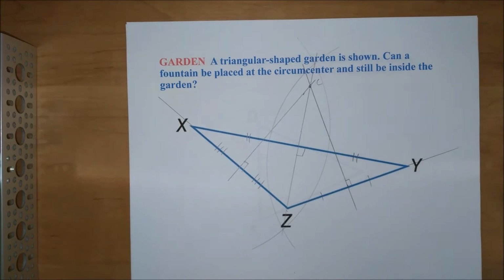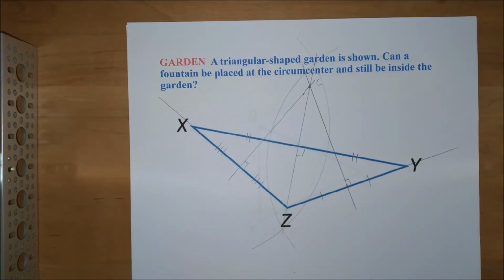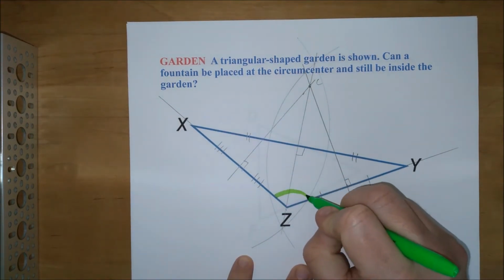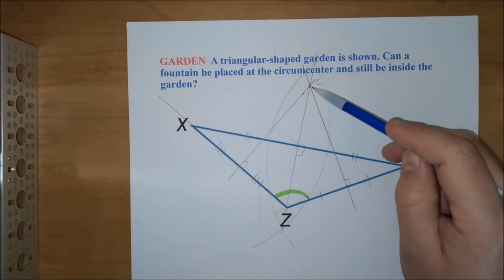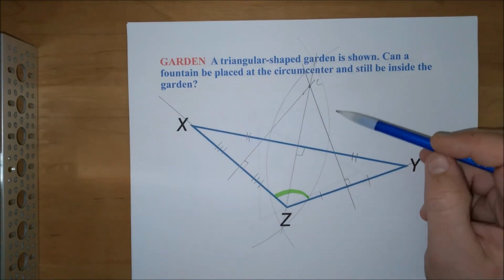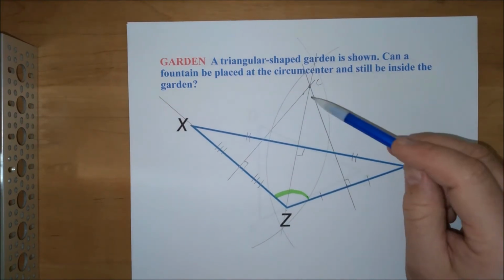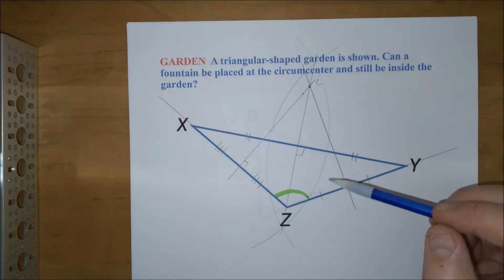And is our circumcenter always inside the triangle? Clearly it's not. Under what circumstances is our circumcenter going to be inside the triangle versus outside? The key is in this angle right here. Hopefully you notice that this triangle is obtuse, and if you have an obtuse triangle, your circumcenter is going to lie outside the triangle. If you have an acute triangle, your circumcenter is going to lie inside the triangle.